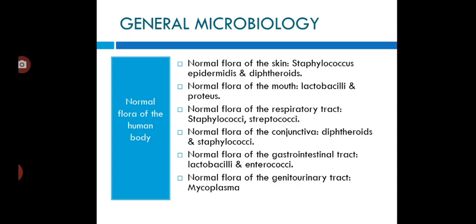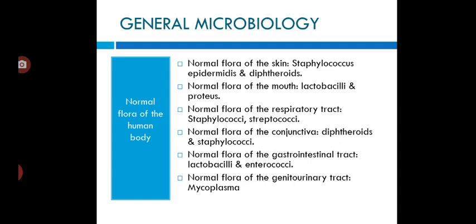The organisms that are normally present in the gastrointestinal tract are Lactobacilli and Enterococci. Next, the bacteria which are normally present in the genitourinary tract are Mycoplasma.